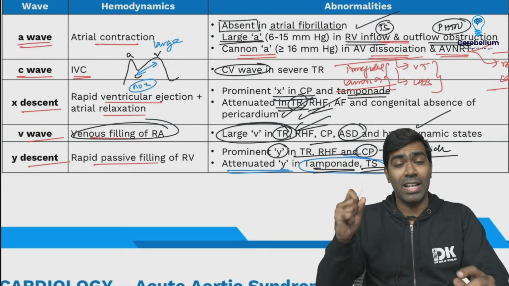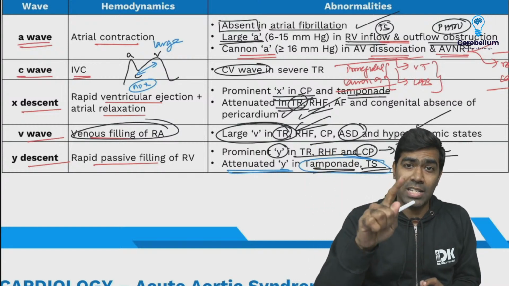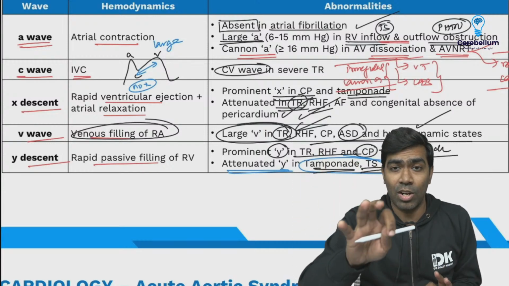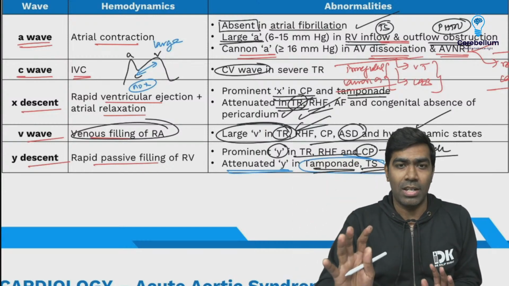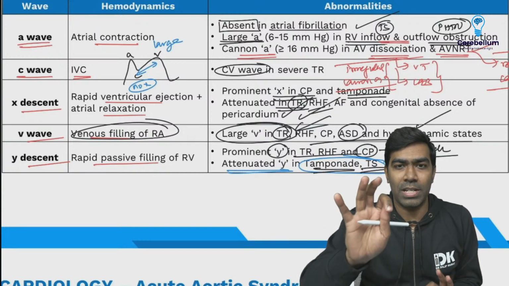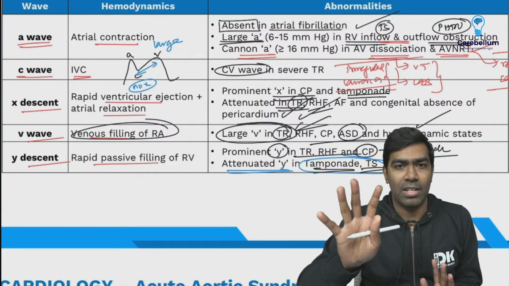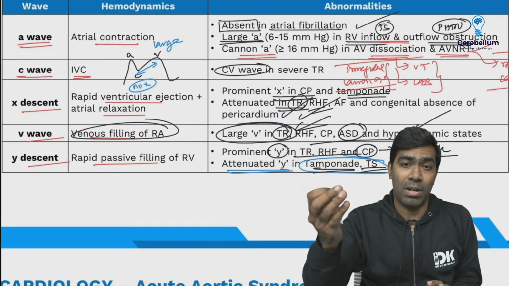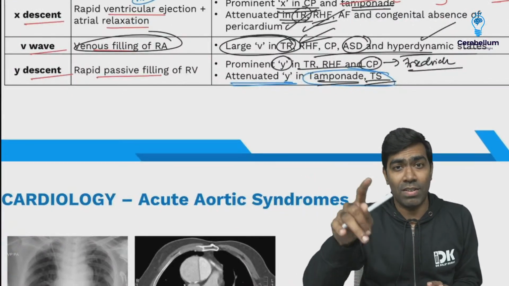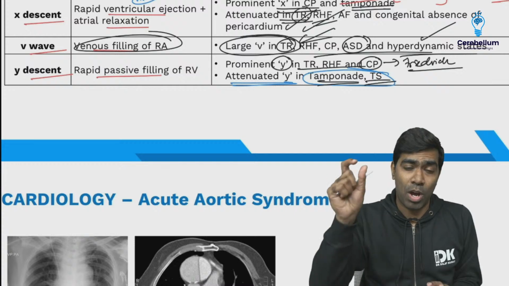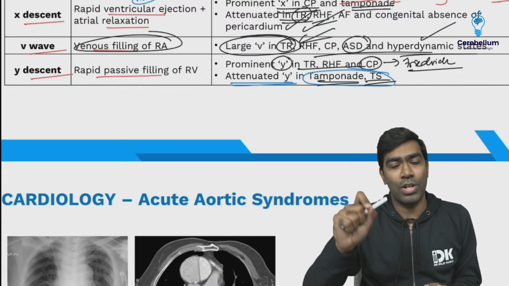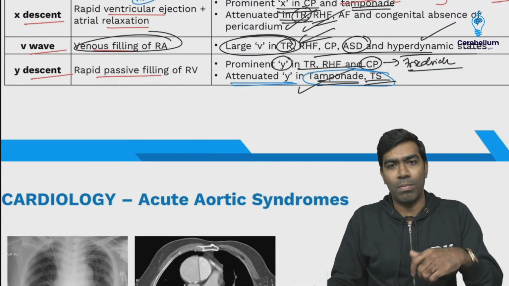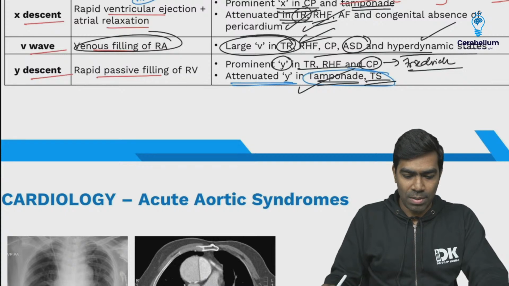In that, what do you need to concentrate on? Absent A wave, atrial fibrillation. Large A wave, tricuspid stenosis and pulmonary hypertension. Cannon A waves: irregular, AV dissociation; regular, AVNRT. Absent X descent, you're going to see in patients with tricuspid regurgitation. You're going to see prominent X descent in tamponade, but also in constrictive pericarditis. You will see large V wave in tricuspid regurgitation and ASD. You see prominent Y descent in constrictive pericarditis, Friedreich sign, also in TR. You see blunted Y descent in tamponade and tricuspid stenosis. Blunted Y descent is more important in patients with tamponade. Okay, that's a very important point.